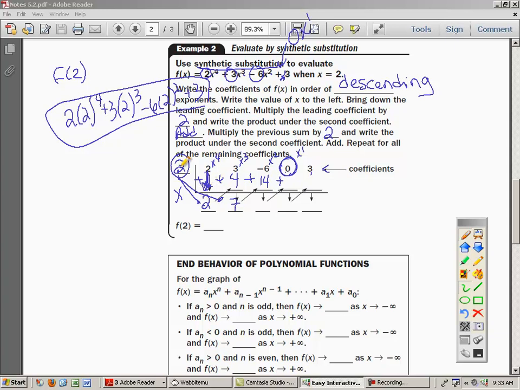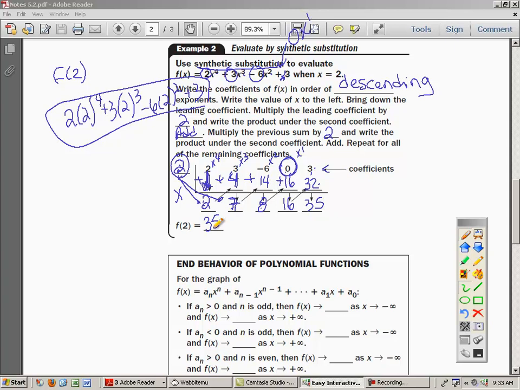Again, bring down the 2. 2 times 2 is 4. 3 plus 4 is 7. 2 times 7 is 14. Negative 6 and 14 becomes positive 8. 2 times 8 is 16. 0 plus 16 is 16. And then 2 times 16 is 32. And then 3 plus 32 is 35. So what we're going to say then is f of 2 is 35.